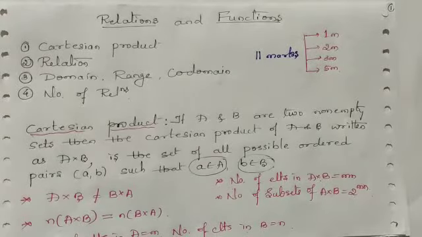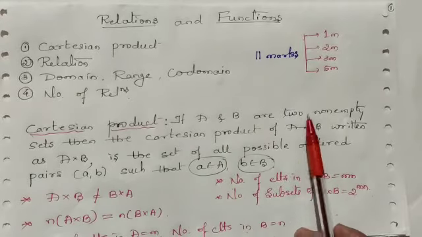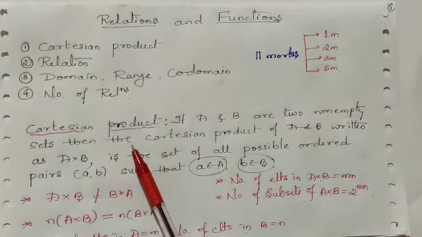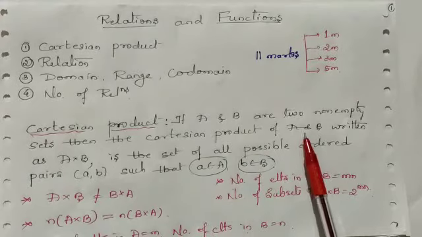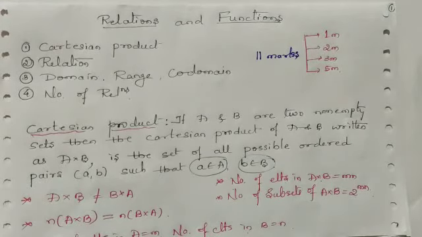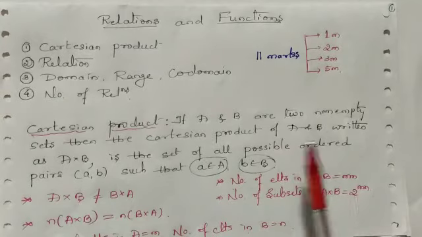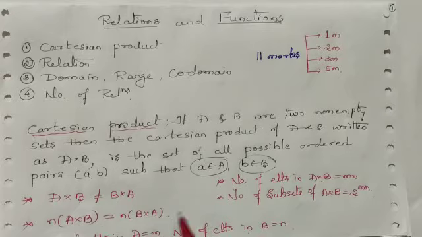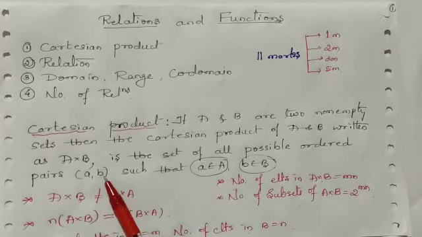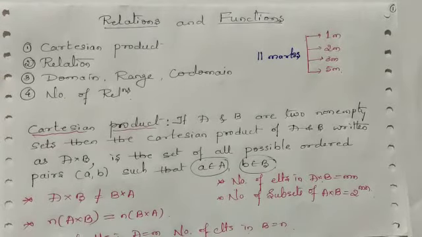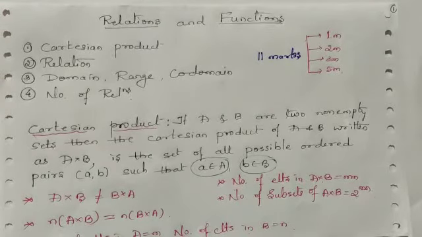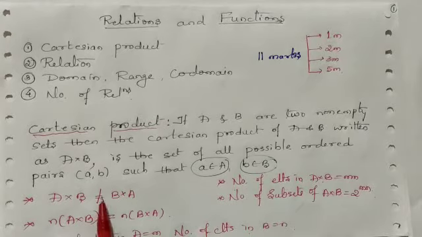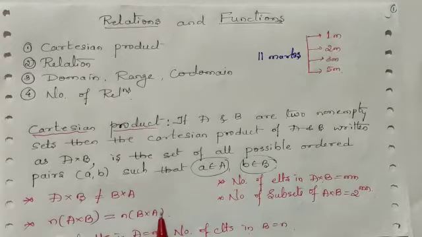So we'll see the definition. If A and B are two non-empty sets, then the Cartesian product of A and B is written as A cross B and is the set of all possible ordered pairs. Ordered pairs are in the form (a, b) such that the first element a belongs to set A, the second element b belongs to set B. Next, some important points, note them down. A cross B is not equal to B cross A. n of A cross B is equal to n of B cross A.